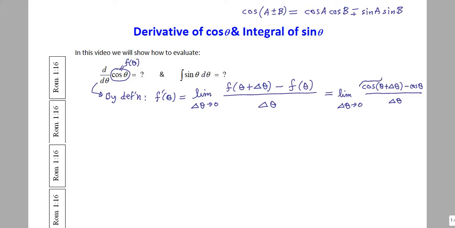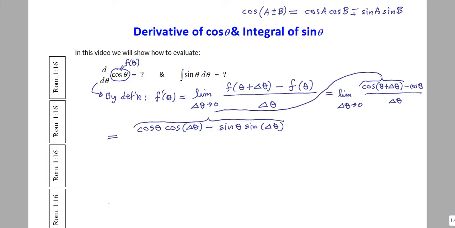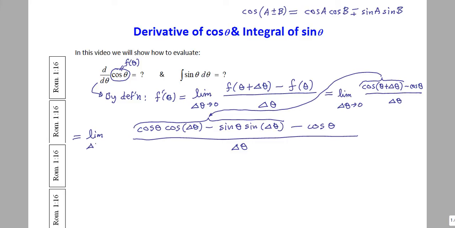And so if I use that on this angle sum of theta plus delta theta, I'm going to find that this is equal to cos of theta times cos of delta theta minus sine of theta times sine of delta theta. Okay, so all of this came from applying that angle sum formula that I've asked us to memorize, minus the cos of theta sitting out there, all divided by delta theta. And I just noticed that I forgot to write my limit, so this is really equal to the limit as delta theta goes to zero.